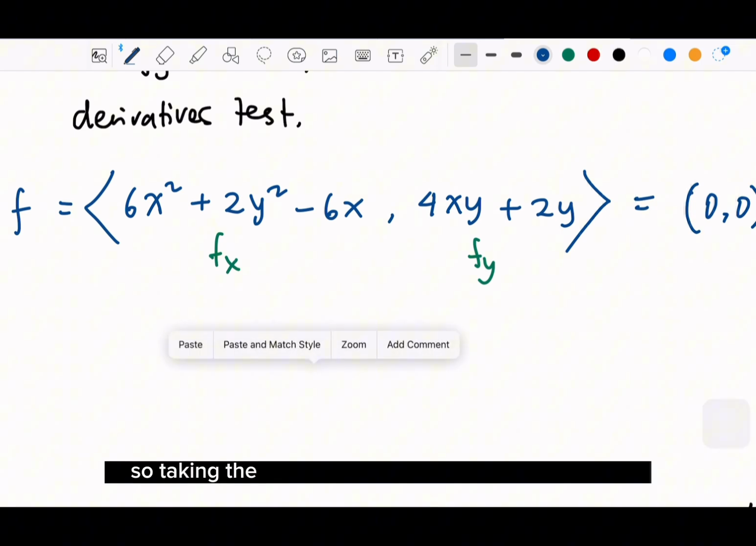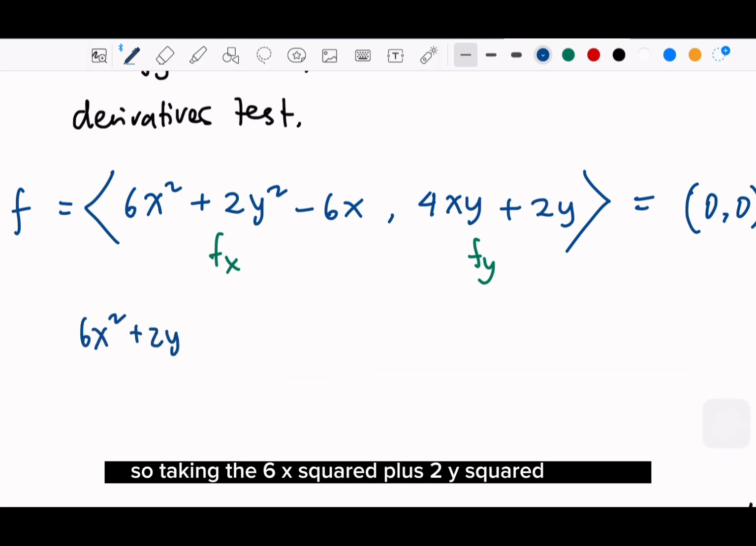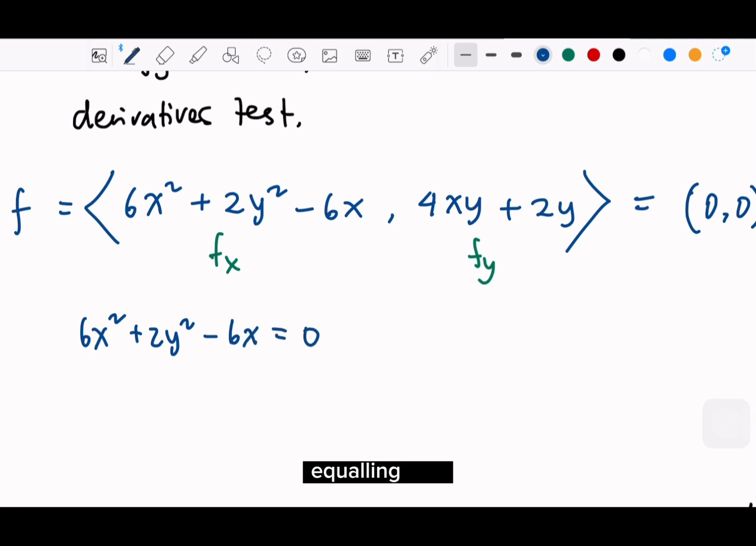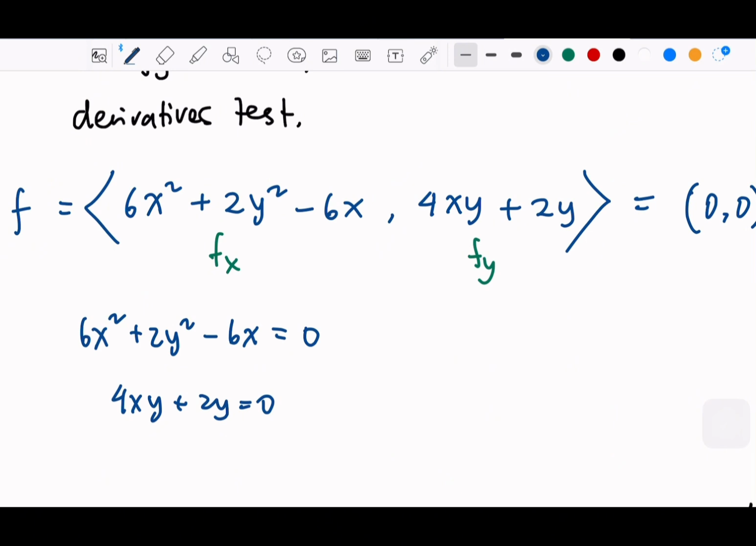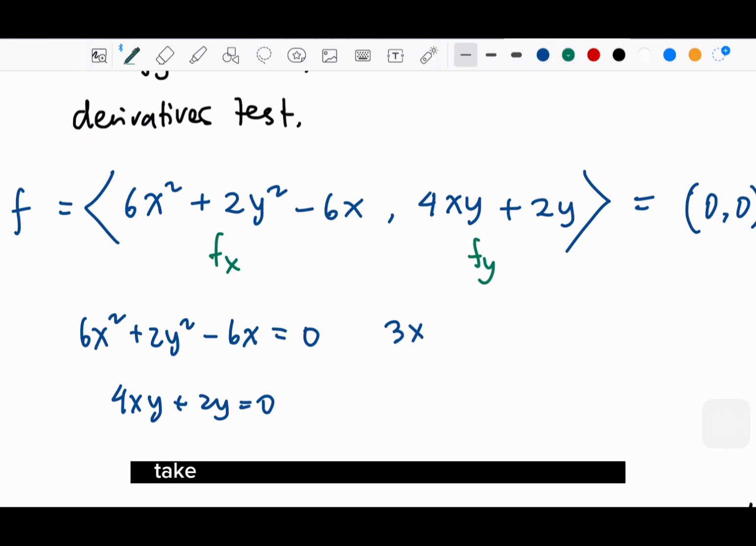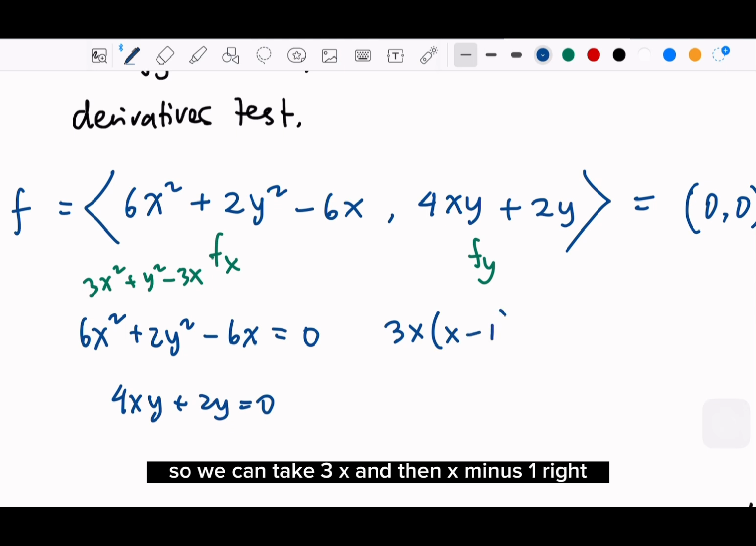So taking the 6x squared plus 2y squared minus x equal to 0, and then taking the 4xy plus 2y equal to 0. I think we can take this, take 3x squared plus y squared minus 3x, right? So we can take 3x and then x minus 1, right? And then plus y squared. This is equal to 0.